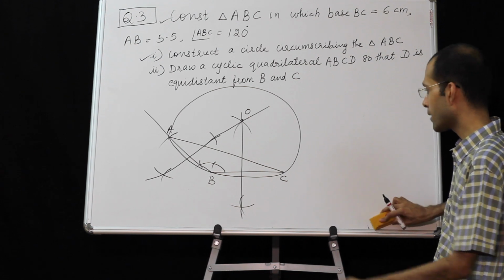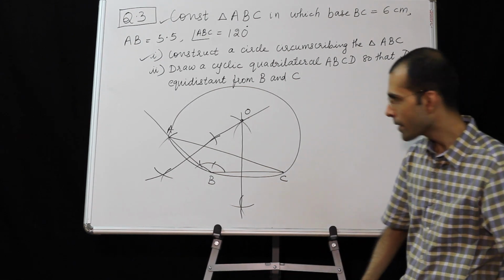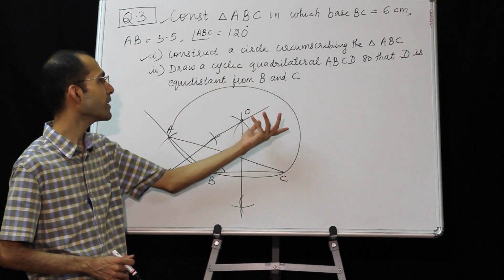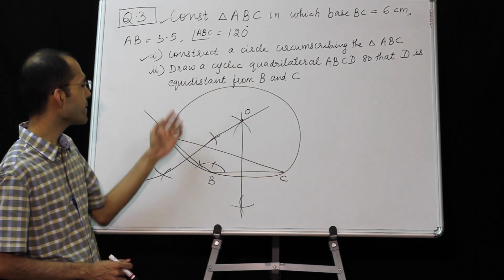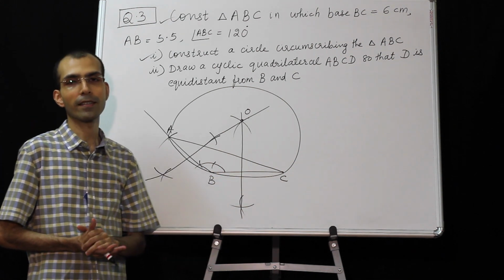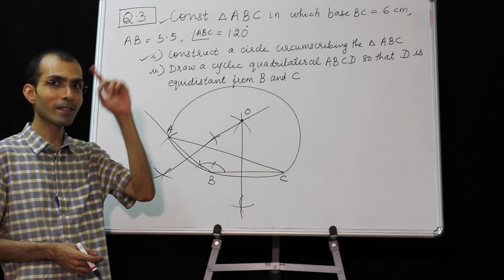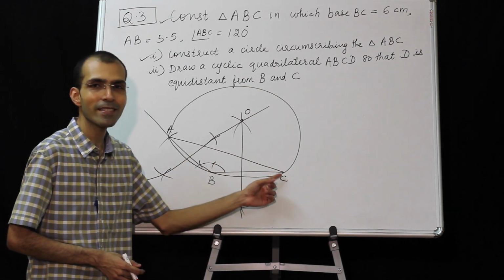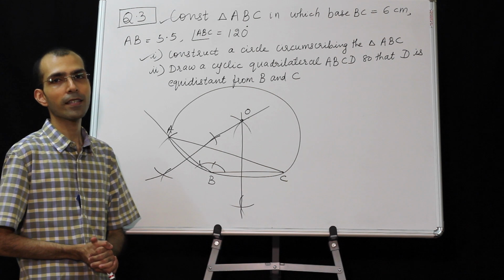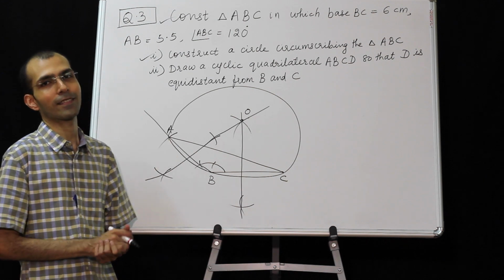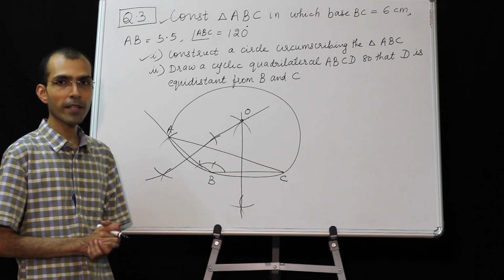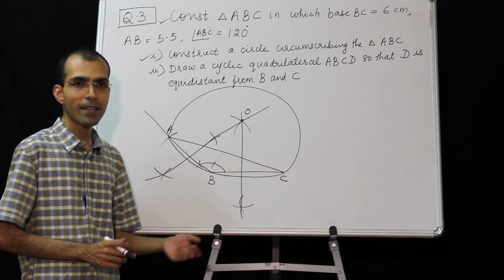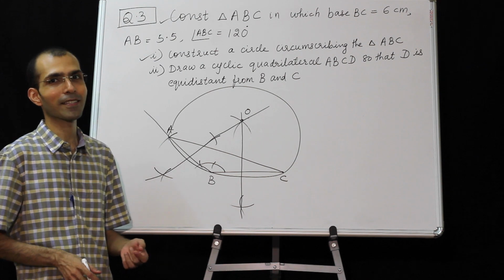Now, coming in the context of this problem, draw a cyclic quadrilateral ABCD such that D is equidistant from B and C. Recall your locus concepts. D is equidistant from B and C. What are B and C? Two fixed points. The locus of a point equidistant from two fixed points is the perpendicular bisector.